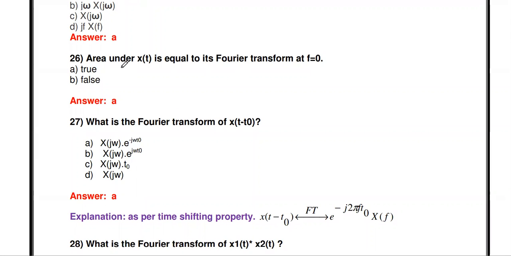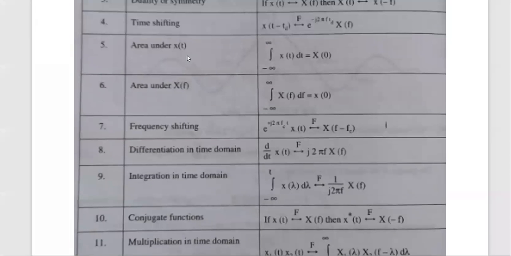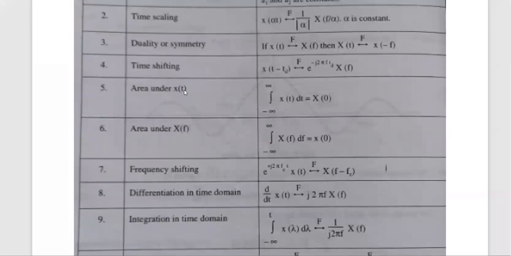Then the next question: the area under x of t is equal to its Fourier transform at f equal to 0. True or false? The area under any signal x of t is equal to its Fourier transform at f equal to 0. This is true. There are two properties in the Fourier transform, the area under x of t and the area under X of f. The area under x of t, that is the integration from minus infinity to infinity of x of t dt, is capital X of 0. What is the meaning? The area under any signal x of t gives the Fourier transform answer at f equal to 0.